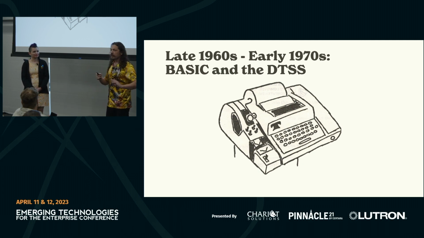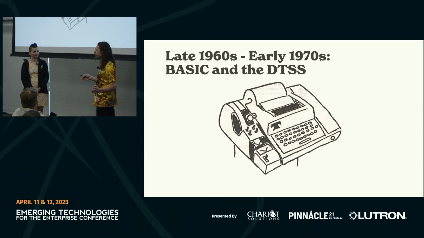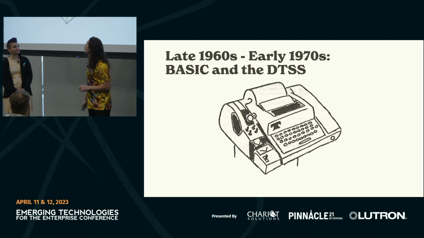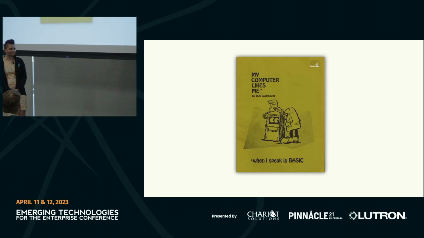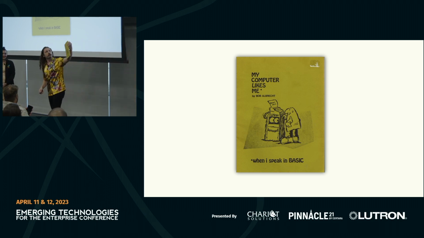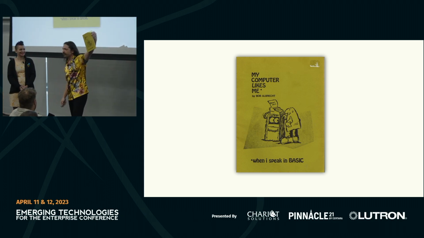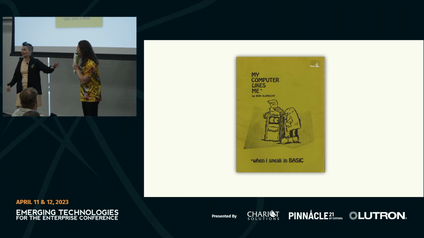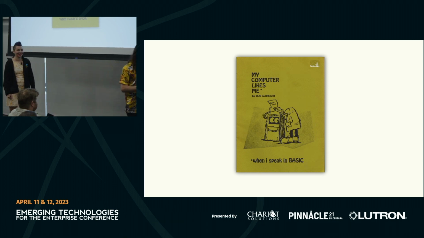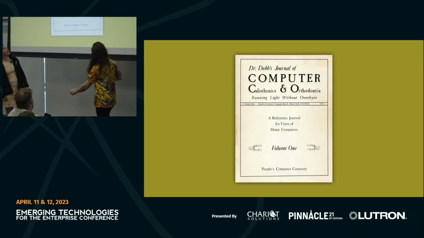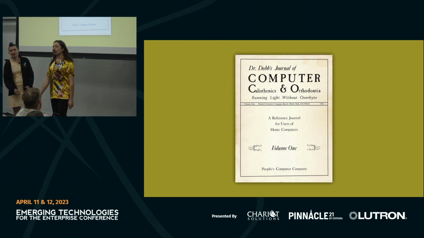And so imagine you're a student in this era. You sit down in front of one of these Burroughs teletypes. Maybe you have this manual sitting in front of you. This is My Computer Likes Me When I Speak in Basic. It's this wonderful little pamphlet by Bob Albrecht. There's seriously like 24 different fonts in this book. It's wonderful. 1972, incidentally, this is by the same person who gave us Dr. Dobbs' Journal of Computer Calisthenics and Orthodontia.